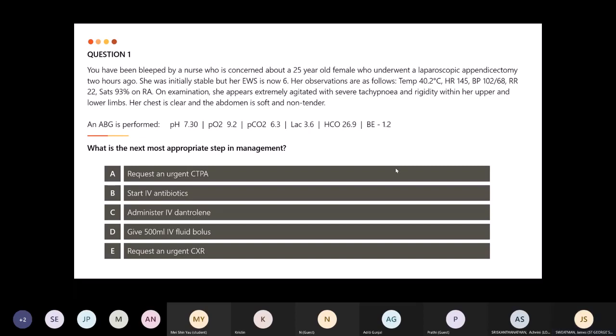Someone just wrote in the chat that they're not sure about reference ranges for the blood gases. Okay, no problem. We can go over that. Sorry, I didn't put reference ranges in.